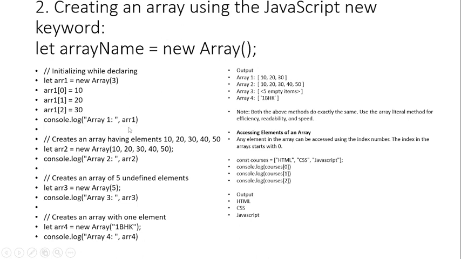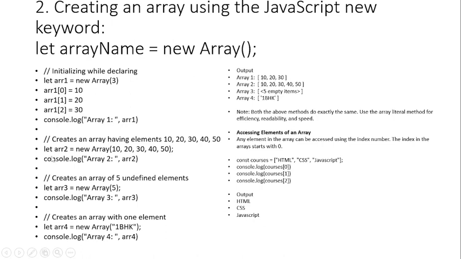ARR1 is the name of the array. So you are getting the output as 10, 20 and 30. How is 10, 20 and 30 displayed here? Because I have initialized index 0 as 10, index 1 as 20 and index 2 as 30. That is why the output is 10, 20 and 30.